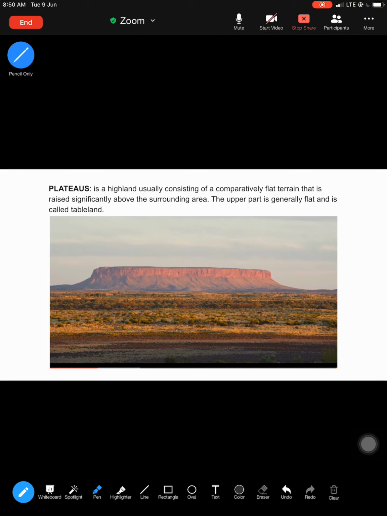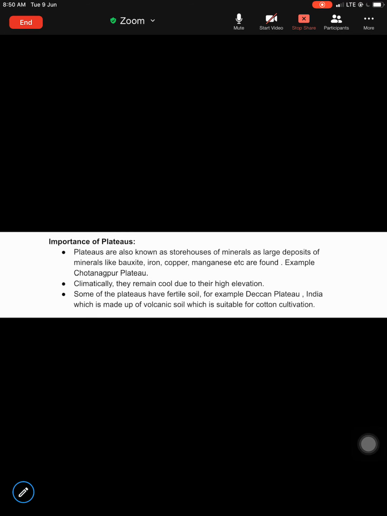Okay. Now moving to the next, why are plateaus important? We learned about the significance of mountains in the previous video, where we learned mountains are important because they help us prevent the cold winds from entering our country. They even give us maximum rainfall by allowing the southwest monsoon to drop its moisture. Now today we will learn about the importance of plateaus. How are plateaus important to us? So let's have a look at the importance.